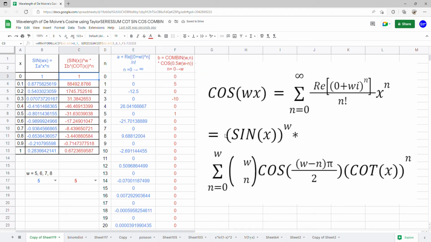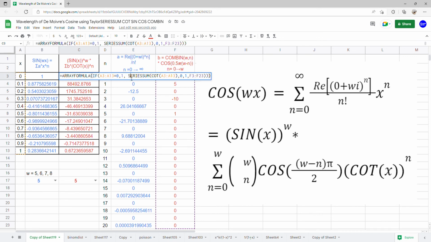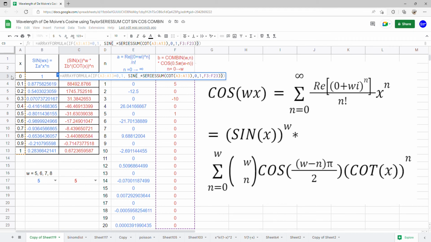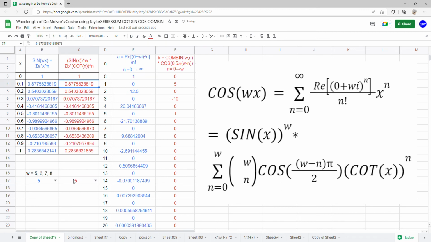We continue. There's one more part, which is sine of x raised to the power w. So we multiply this by sine of x raised to the power w. Oh, this w. Sine of x raised to the power w. Now they're the same. We can now chart this.